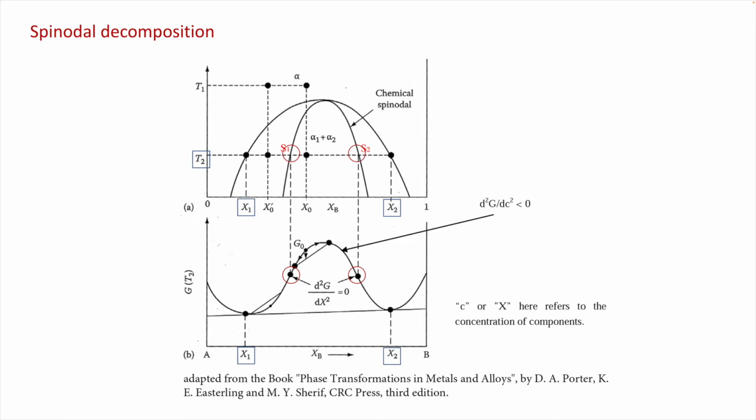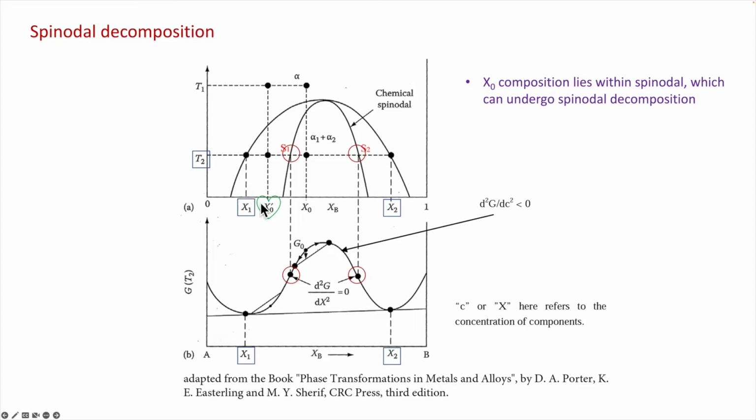Assume we have a composition highlighted by the purple heart, X0, that's between S1 and S2. If we cool down the system from a high temperature, it can phase separate into two phases with composition S1 and S2. We call this phase separation spinodal decomposition. Note that S1 and S2 do not correspond to the lowest level of the Gibbs free energy. Therefore, this system is not at equilibrium.